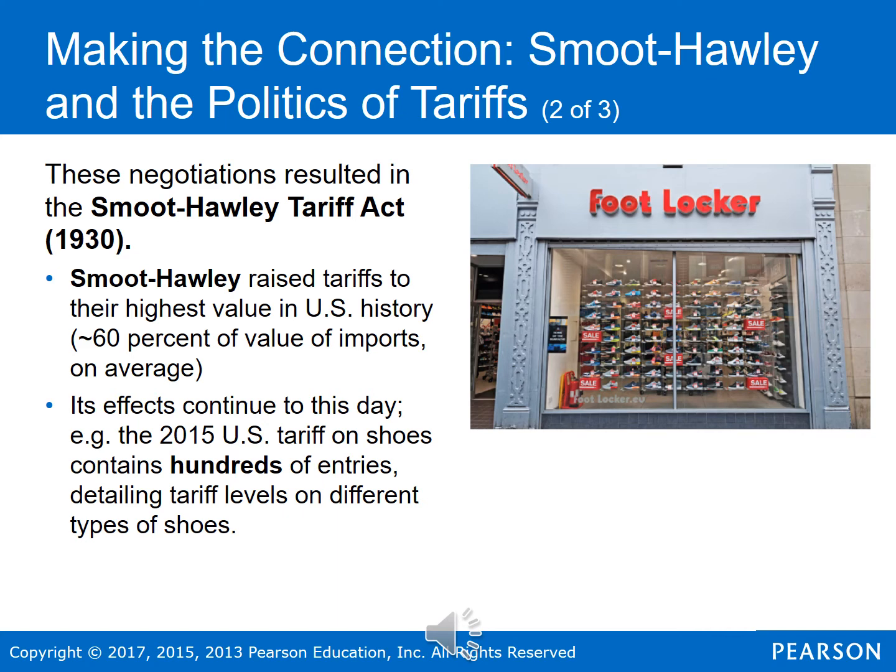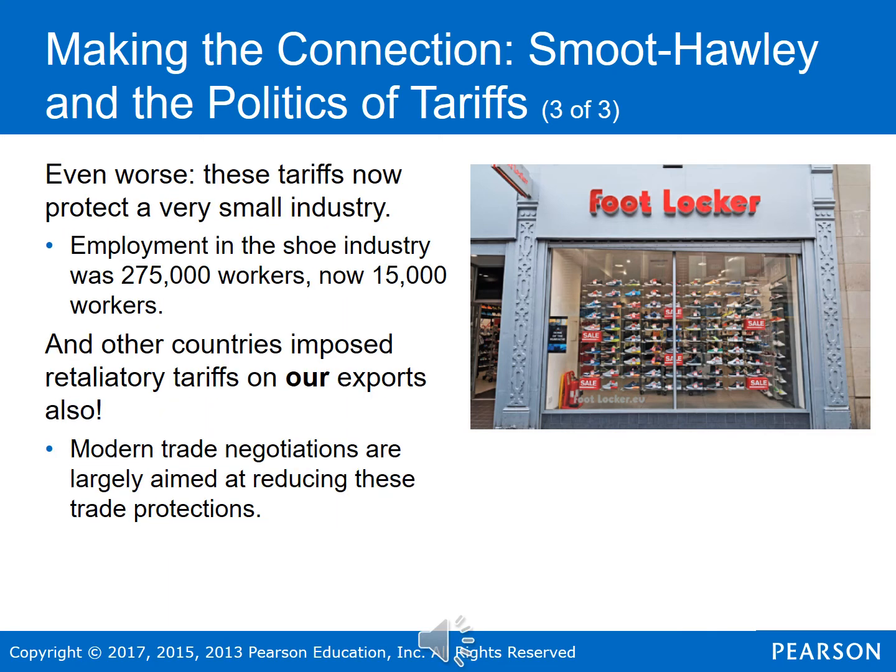Now, the effects of Smoot-Hawley continue to this day. So in 2015, the U.S. tariff on shoes contains hundreds of entries detailing all these different tariff levels based on the type of shoe. So these are long-lasting and don't just go away easily. Not only are these difficult to comprehend and to make sure you have the right tariff for the right type of shoe, these tariffs protect a very small industry. So employment in the shoe industry has fallen from 750,000 workers back in 1930 to only 15,000 workers today. And countries also impose retaliatory tariffs on our exports.